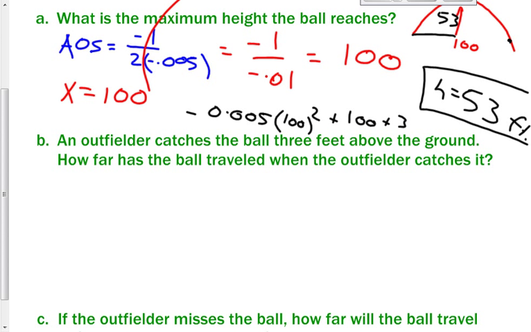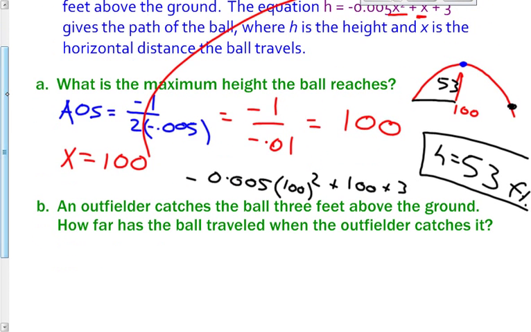An outfielder catches the ball 3 feet above the ground. So here's our outfielder way over here, and he catches it. He didn't catch it above his head. He didn't catch it down by his feet. He caught it 3 feet above the ground, so I suppose right at about his hip. How far has the ball traveled when the outfielder catches it?